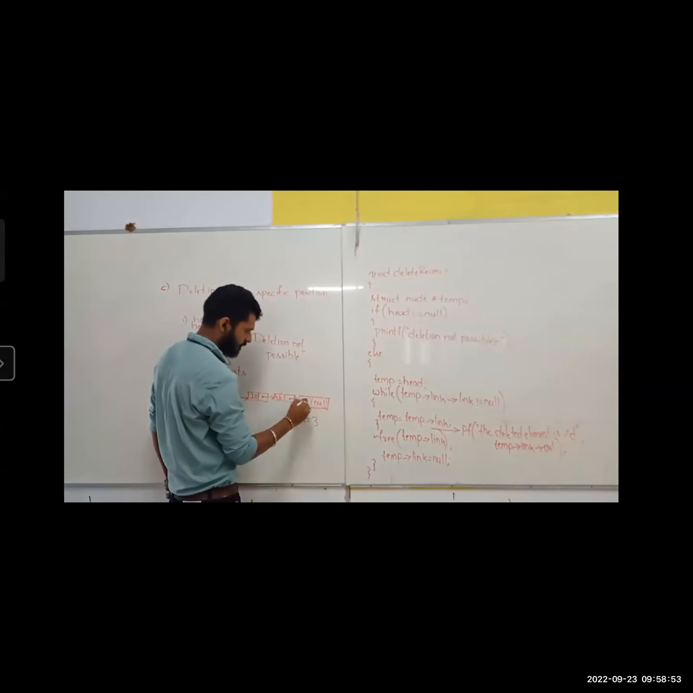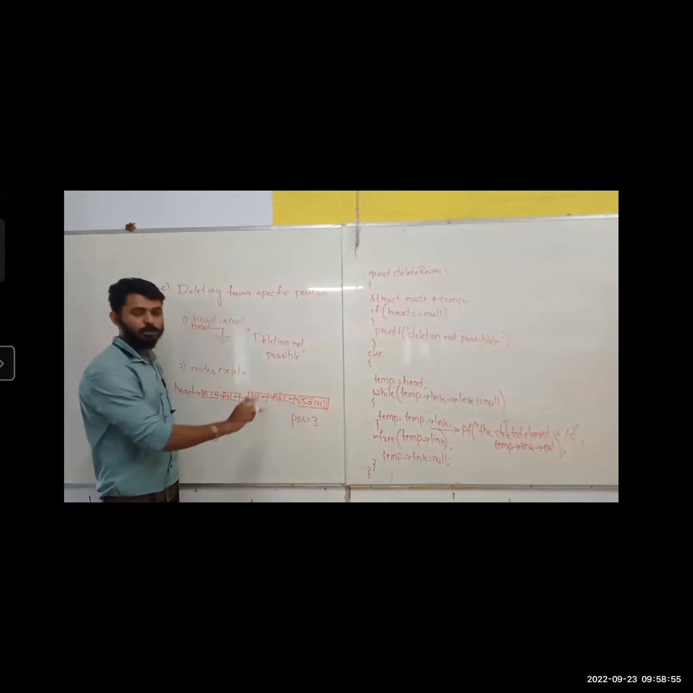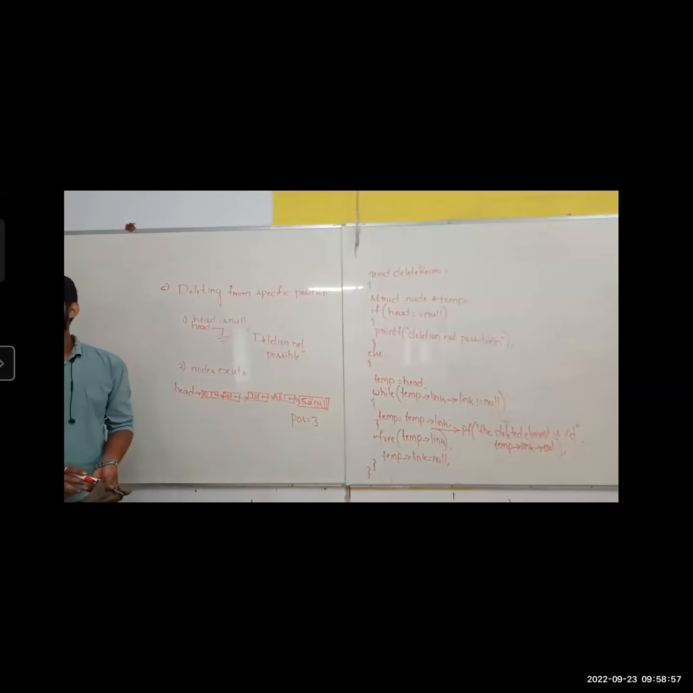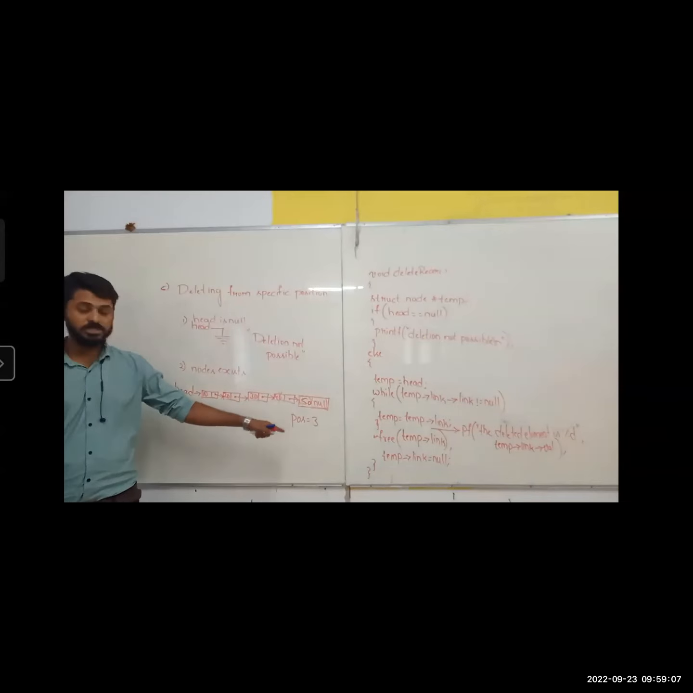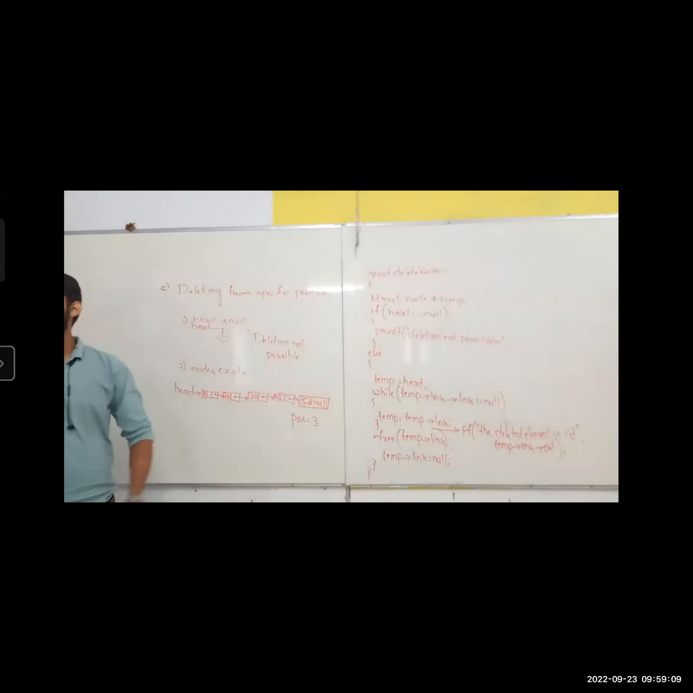Online? Yes, sir. Okay. Now I want to delete the third position. When I say that I want to delete the third position, which node do I mean? If I say I want to delete the third position, which node should I delete? The node with value 10, or the node with value 20, or the node with value 30, or the node with value 40, or the node with value 50? Which one?